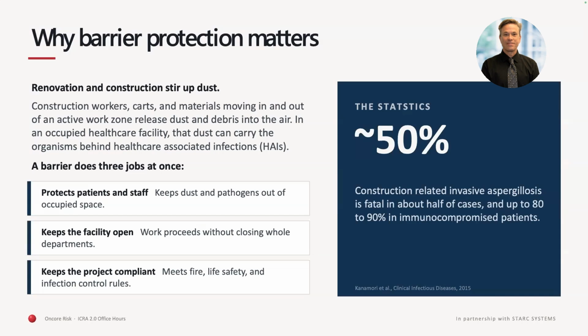But why barrier protection is important is really for a number of reasons. One, we want to isolate the construction from the occupied space, and we'll talk about what that means. We want to keep the facility open, so we can't just shut down the facility because we're doing construction. And we also want to keep the project compliant with the life safety code and some infection control rules.